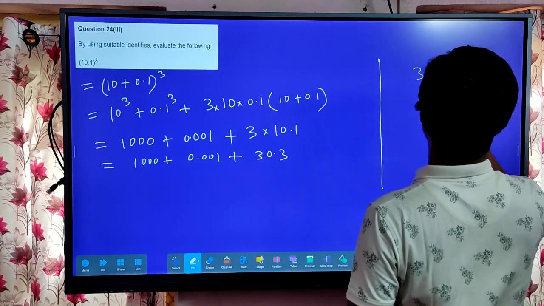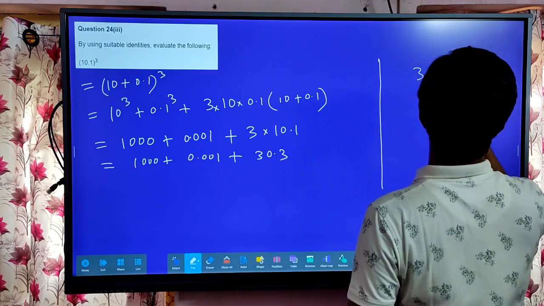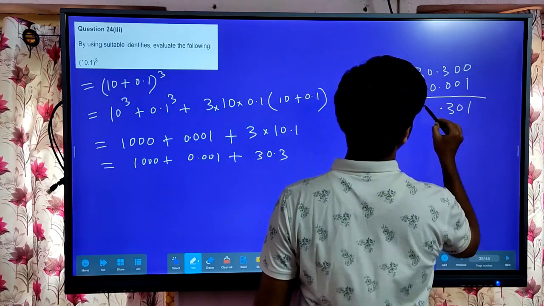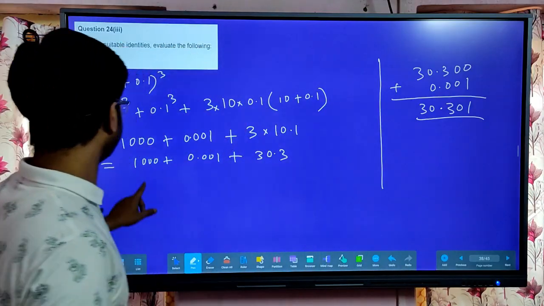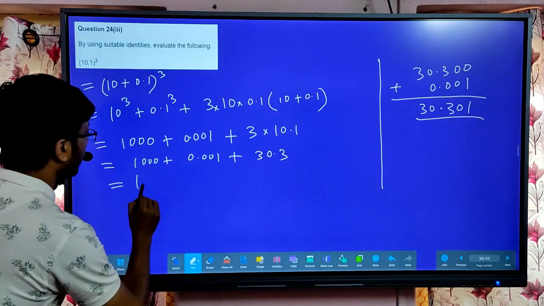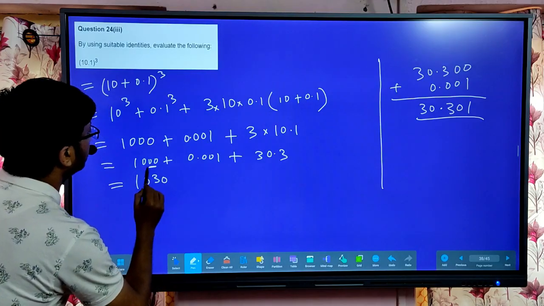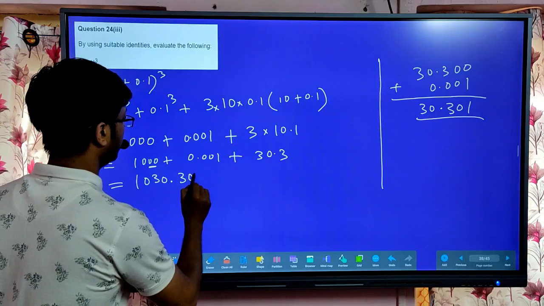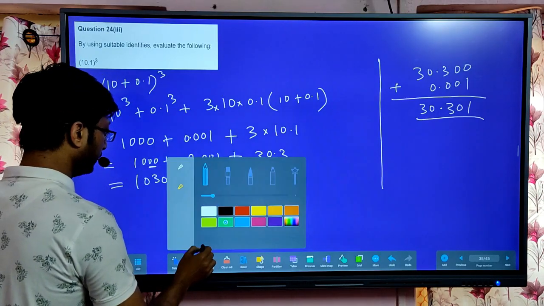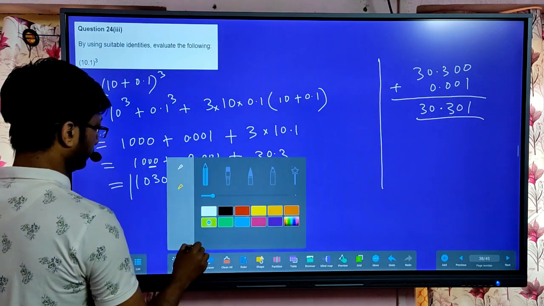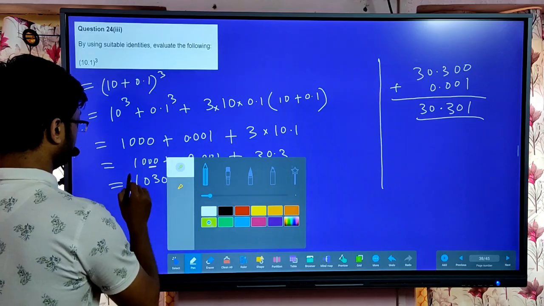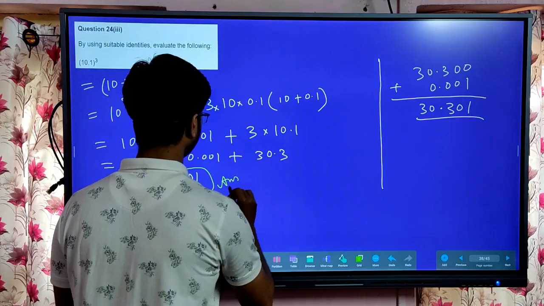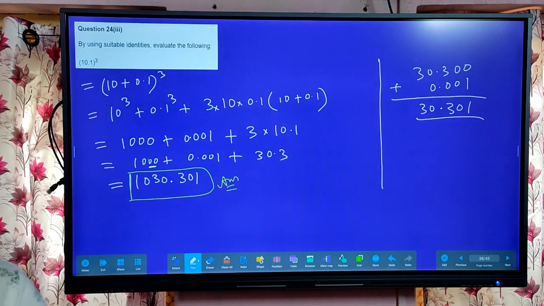I can write 0 0 and then I can write 0.001. I am adding this, this is becoming 301 point, this is 30, okay, and then 30 is added to this one, so result will be 1030. 30 is coming to last two zeros for addition, then 0.301, so 1030.301 will be the answer. This is the answer. 1030.301. Check it.